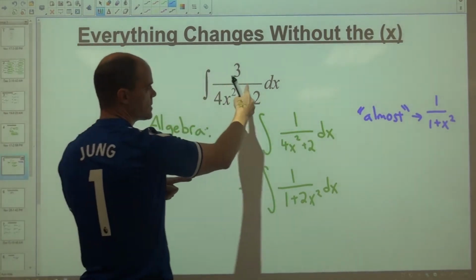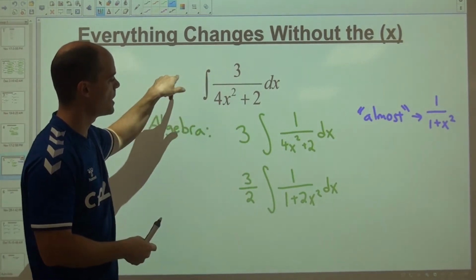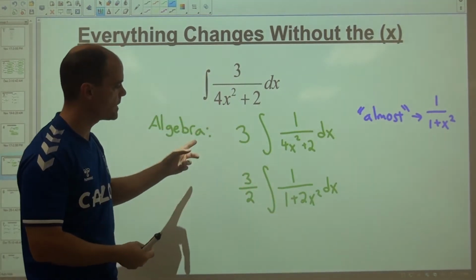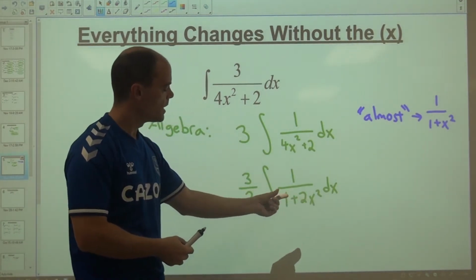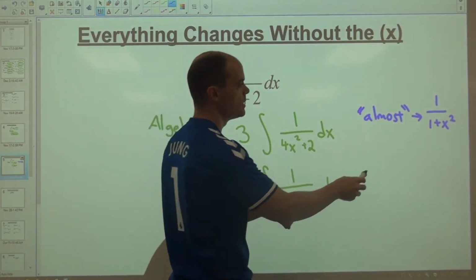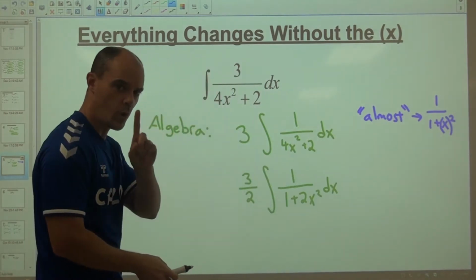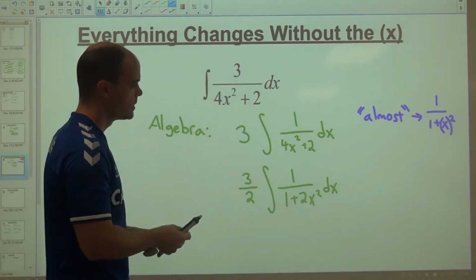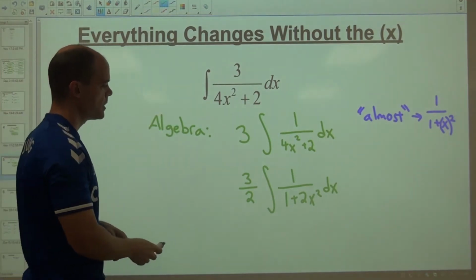How can we get this to look like that? Well, I did the 2 easy steps for you. The 3 goes out, no problem. The 2 coming out of the bottom, that's no problem. And now the last step we need, I don't want 2x squared. What I need is something squared. I need one thing, quantity, squared. So I have to do one more step of algebra.